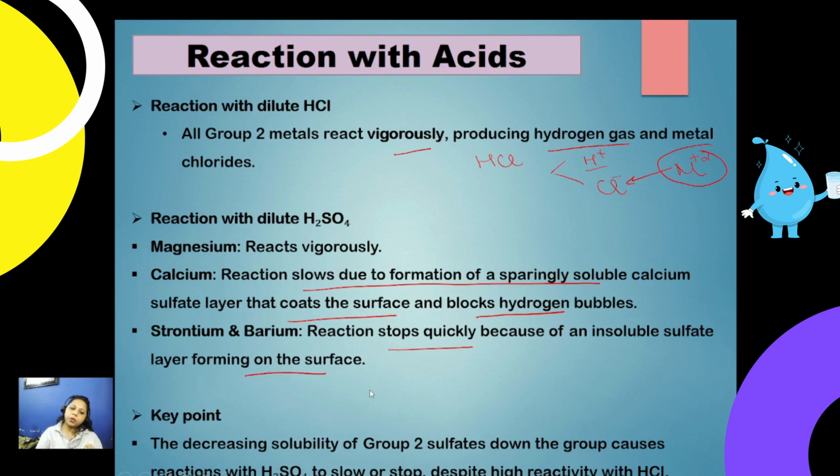So the key point that you need to remember is the decreasing solubility of group 2 sulfates down the group, because the reaction is happening really slowly, or it stops because of the formation of the outer layer. While if we talk about hydrochloric acid, the reaction is quite vigorous. When we move down the group, the reaction is not going to be slow, because the salts formed in the reaction with hydrochloric acid are all soluble, and there is no formation of a hard layer outside, or of any solid. That's why the reaction is quite easy and feasible with hydrochloric acid.